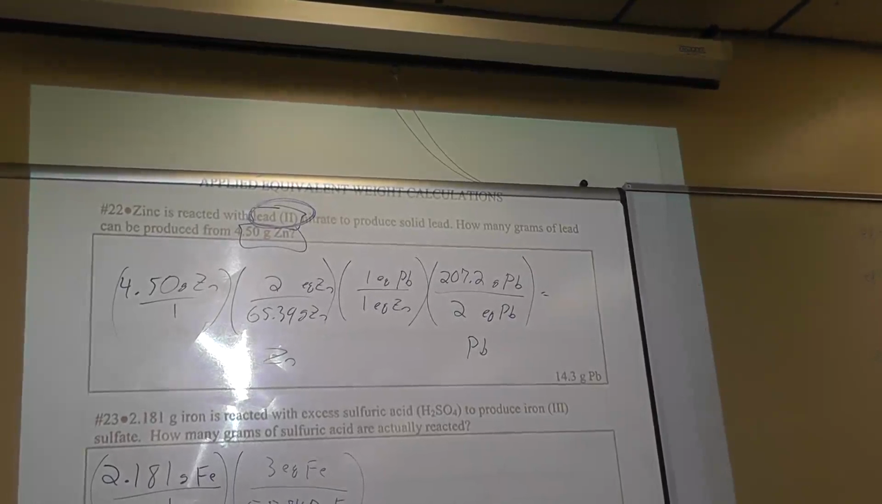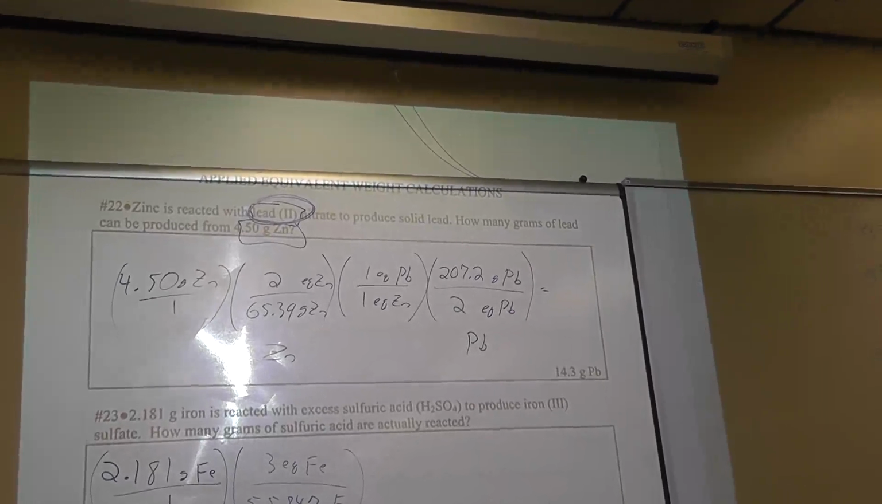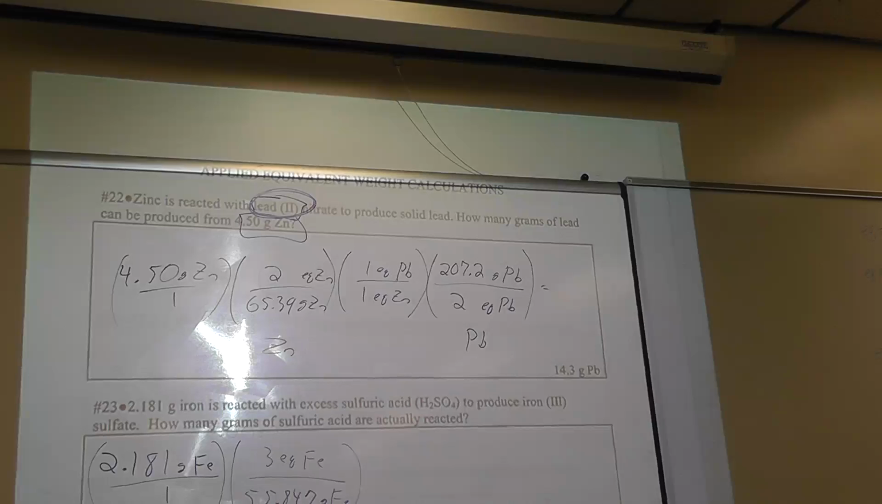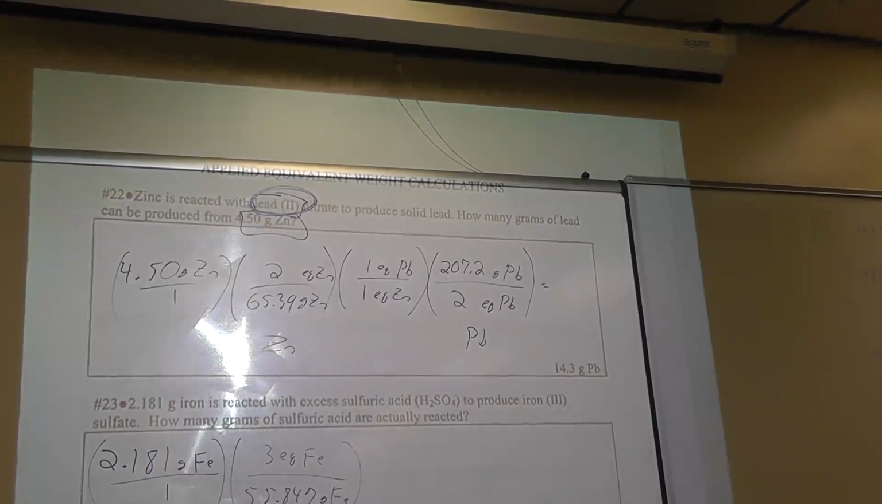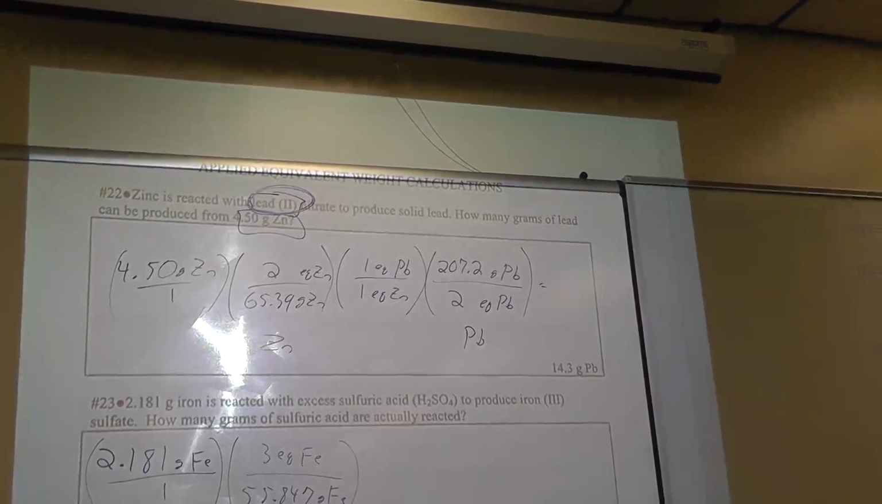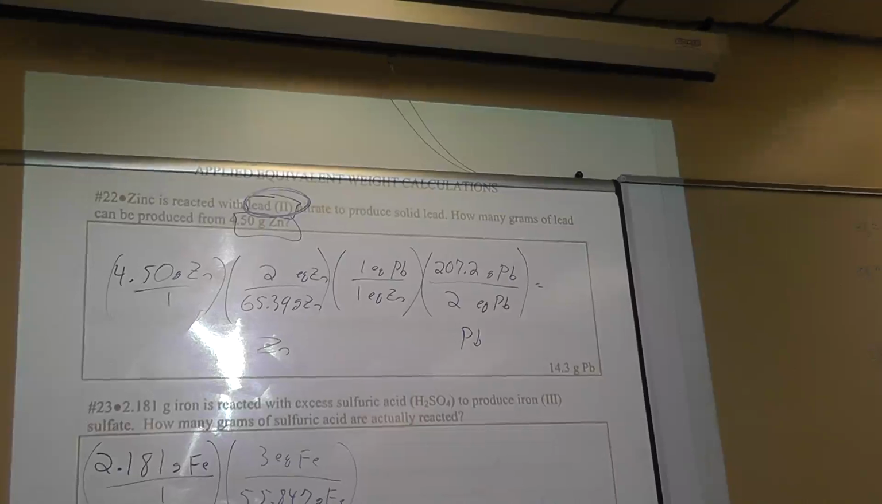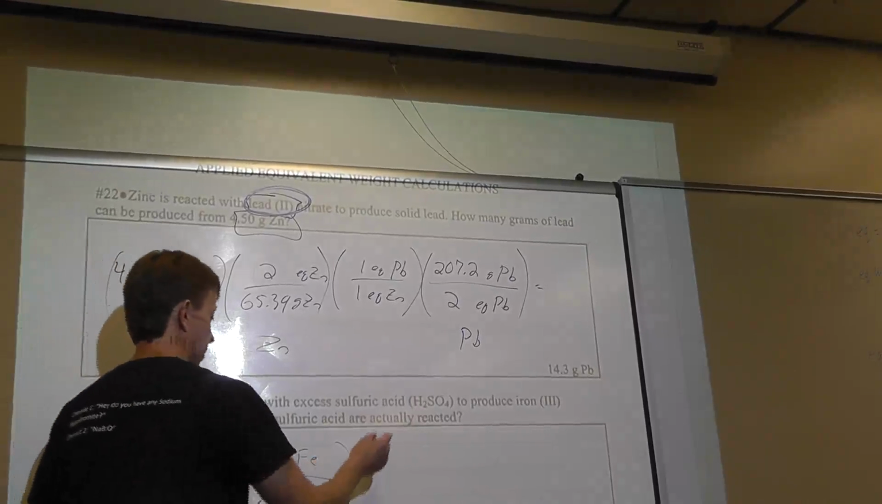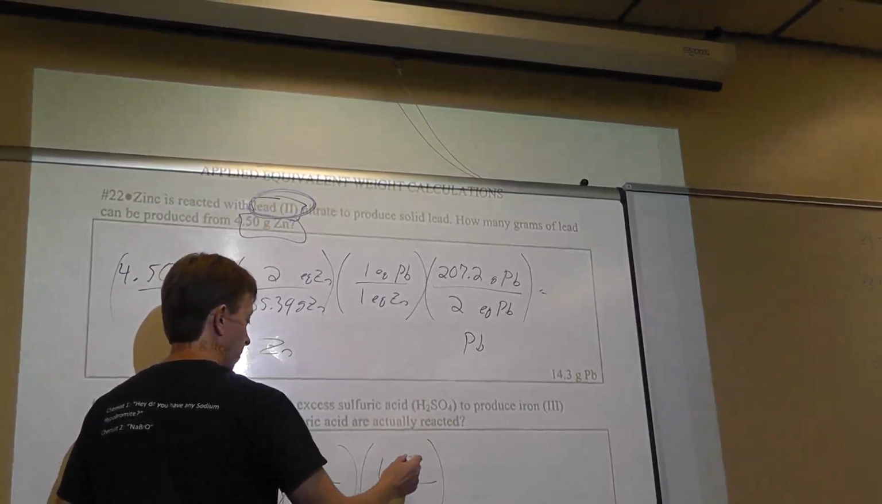First step is on the board. Isn't iron one of those metals with variable charge? How do you know it's a 3 then? Because it says iron 3 sulfate. The name says so, right? Iron 3 sulfate. How do we go from iron to sulfuric acid? 1 to 1.